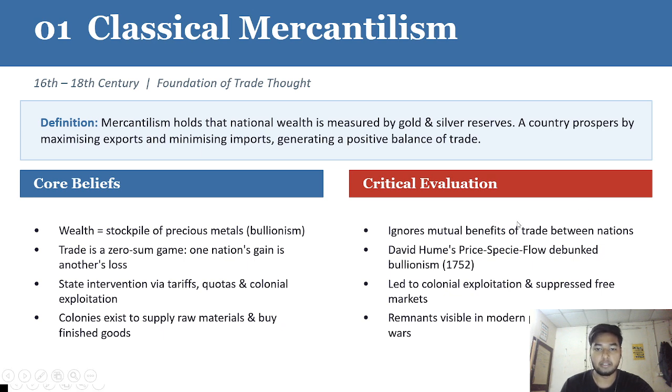Its critical evaluation: first, it ignores the mutual benefits of trade between nations. Second, David Hume's price-specie flow debunked the bullion idea. Third, it led to colonial exploitation and suppressed free markets. Fourth, remnants are visible in modern protectionism and trade wars.